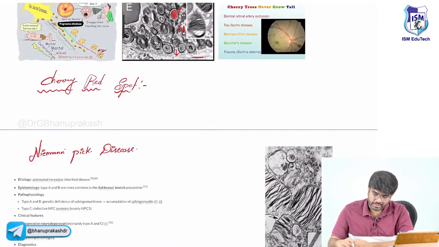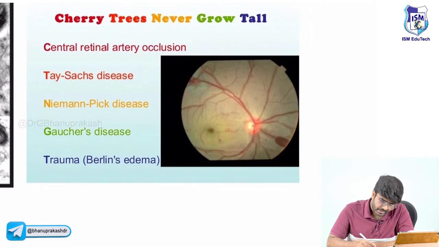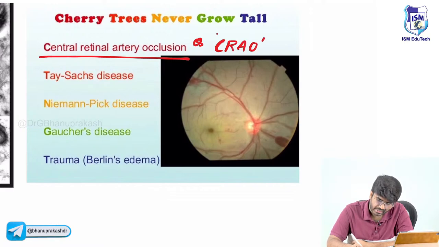Look here, this is not something specific. Cherry red spots on the retina are not specific. Important MCQ for your exams. You'll study this in your ophthalmology. From the ophthalmology point of view, this is very important. This is something called central retinal artery occlusion, CRAO.